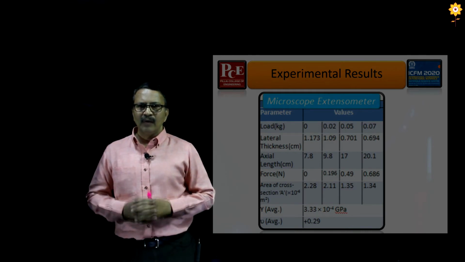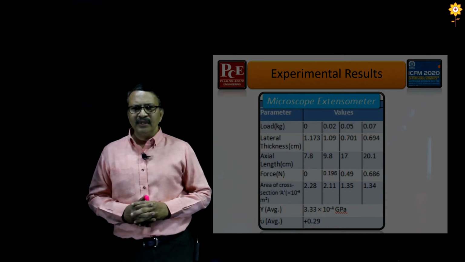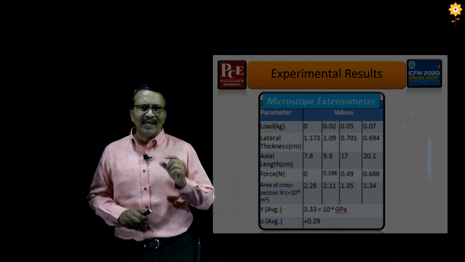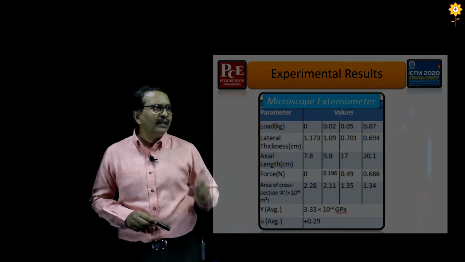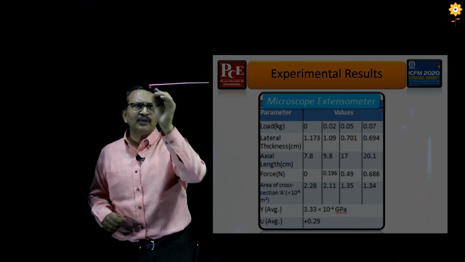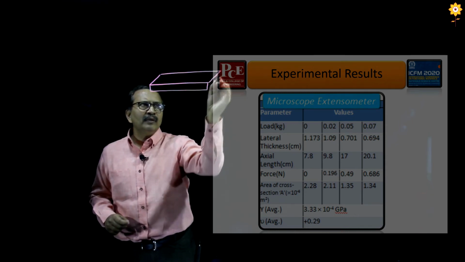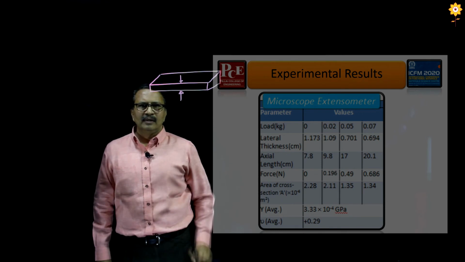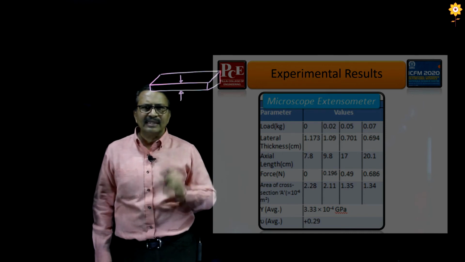So we have up till now obtained the value of Y and the value of nu using the optical interferometer method. Now what we are going to do is obtain once again the value of Y and the value of nu using the microscope extensometer. As I already told you before, in the case of the optical interferometer, we have measured the change in the thickness.